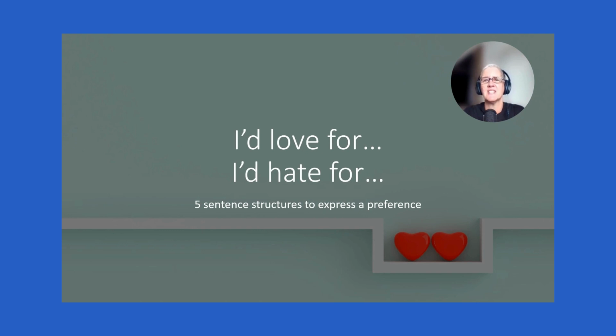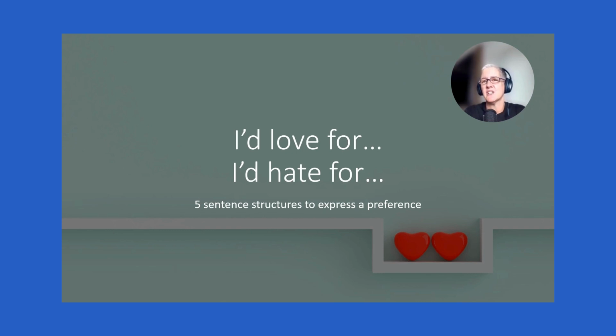There are many ways to express preferences in English. Today, I'm going to talk about expressing preferences with would love for and would hate for. These two structures are quite interesting because the meaning they convey depends on three factors: the words that are used, the situation they're used in, and the tone of what is being said.